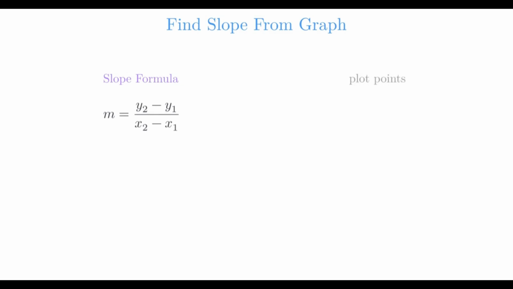We'll plot the 2 points on a graph. Then we'll see slope as the ratio of vertical change, called rise, to horizontal change, called run. Let's work through it on the diagram.